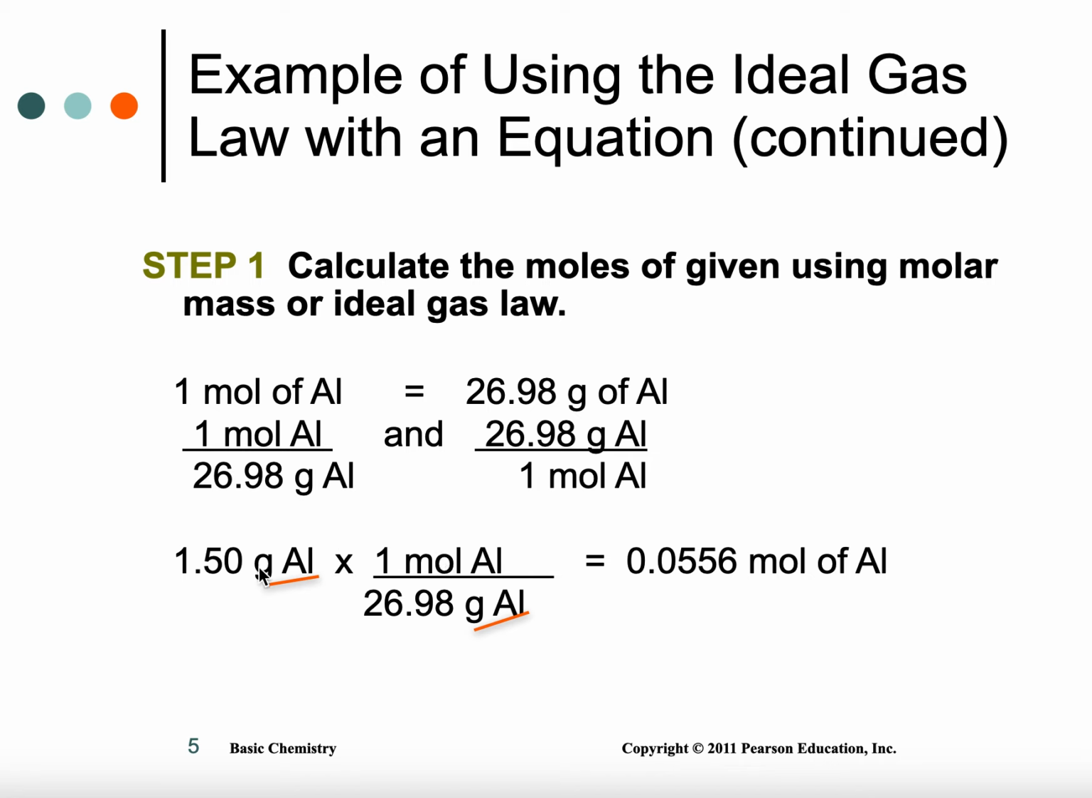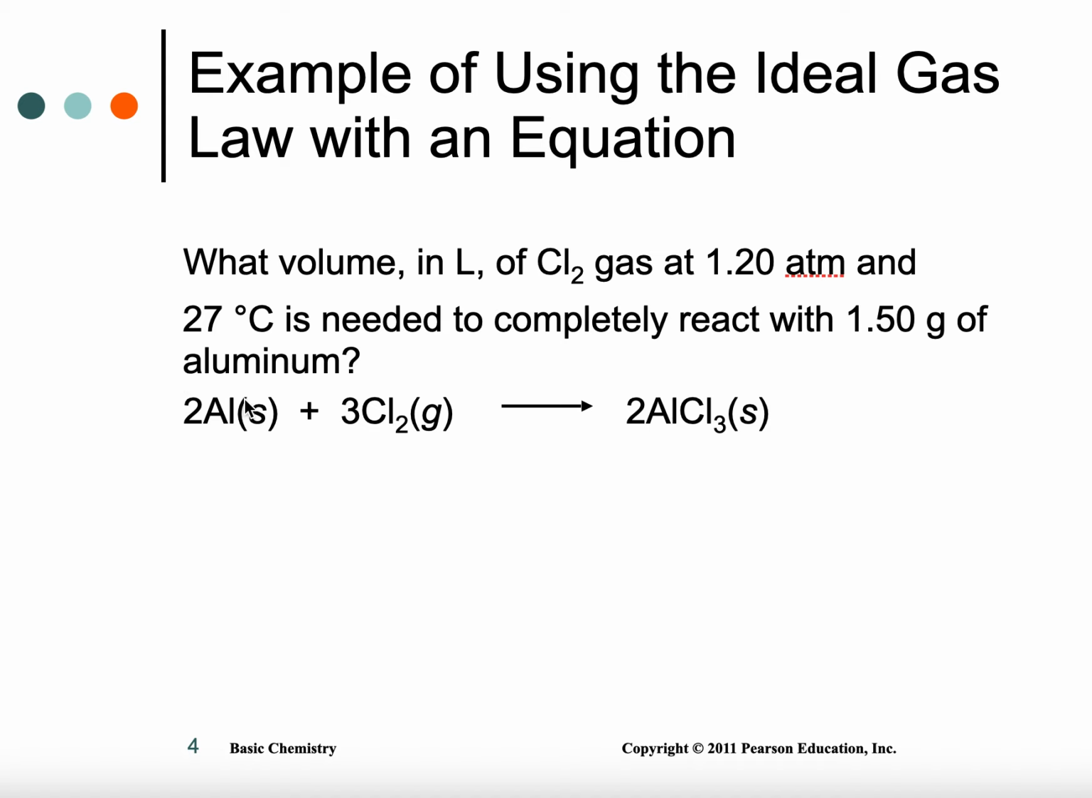So I have 1.5 grams given. I'm going to put grams on the bottom to cancel it, and per mole. And when I do this division, I'm going to find out how many moles of aluminum I'm going to have: 0.0556. Let me go back one slide. So 0.0556 is to 2 as what is to 3.